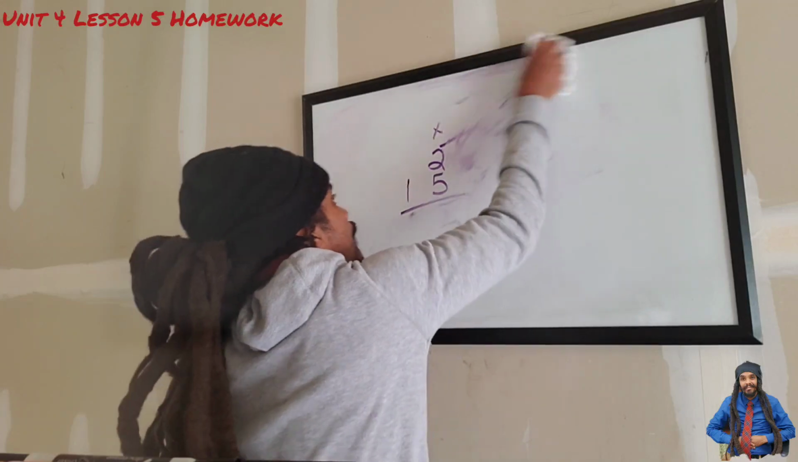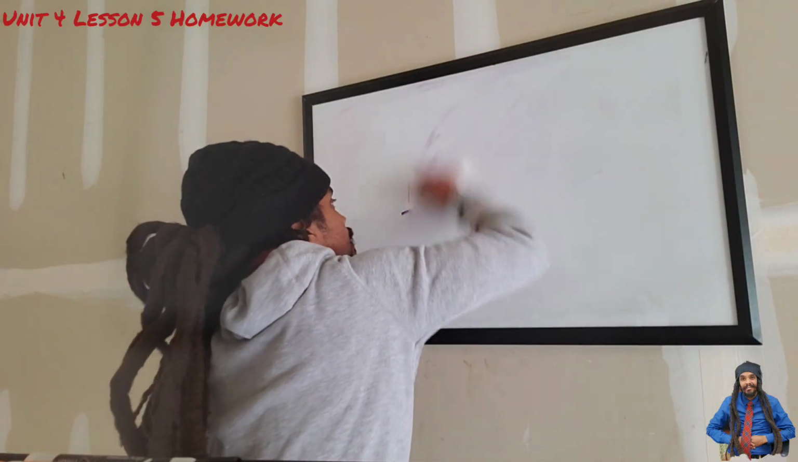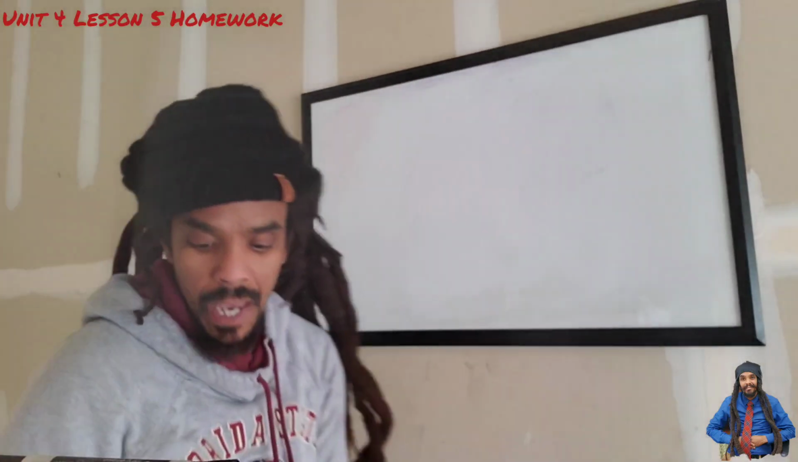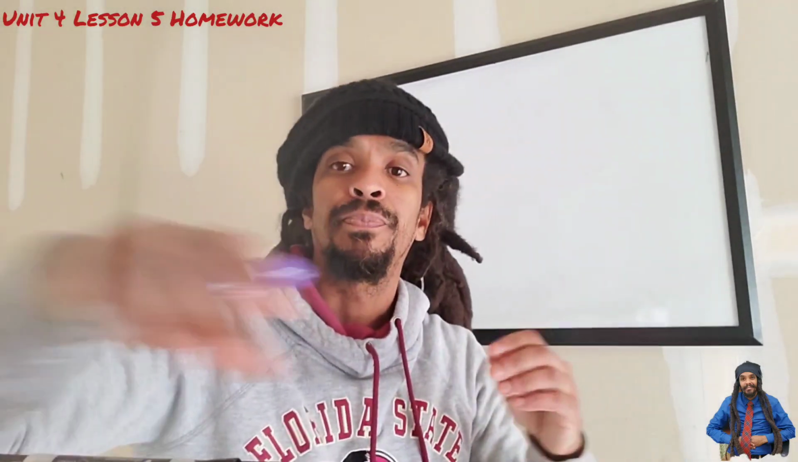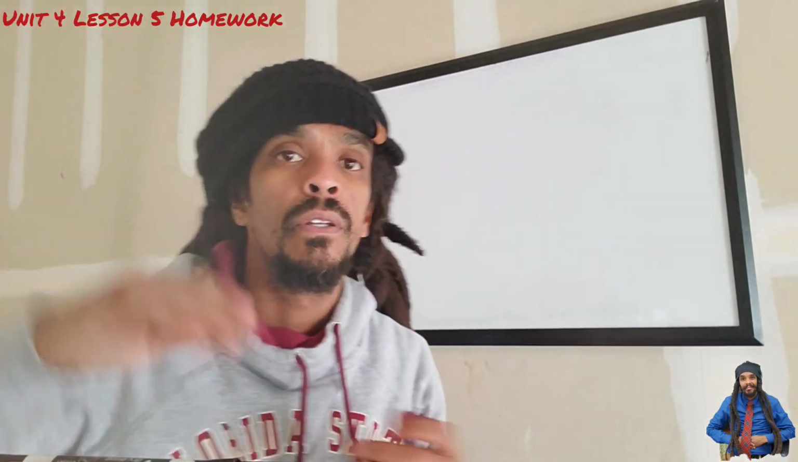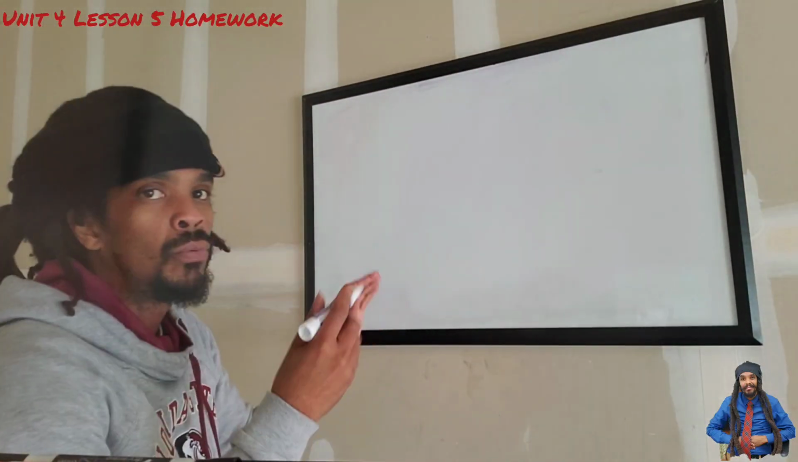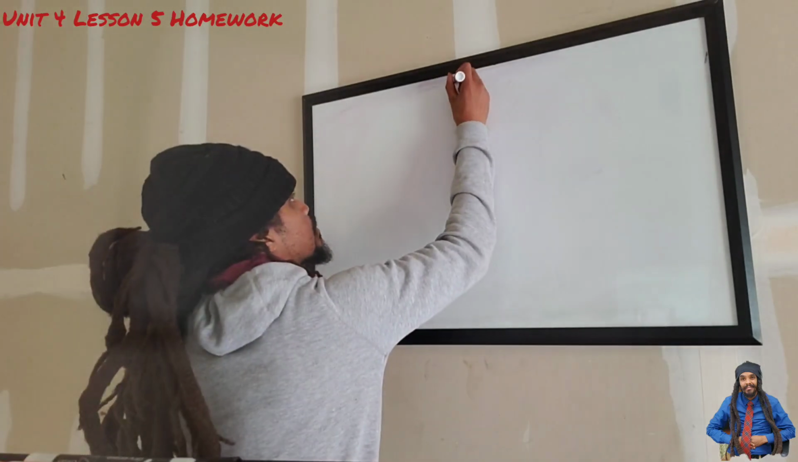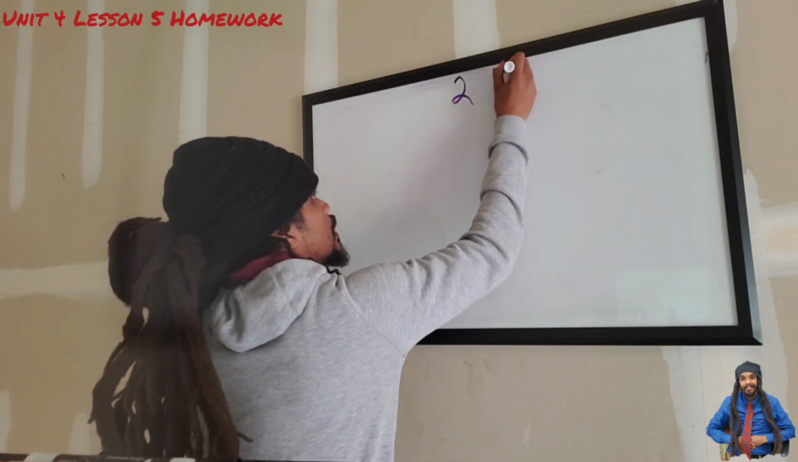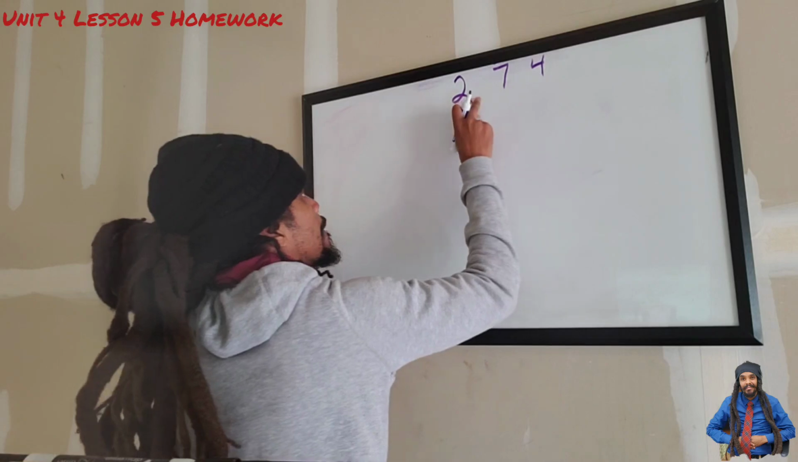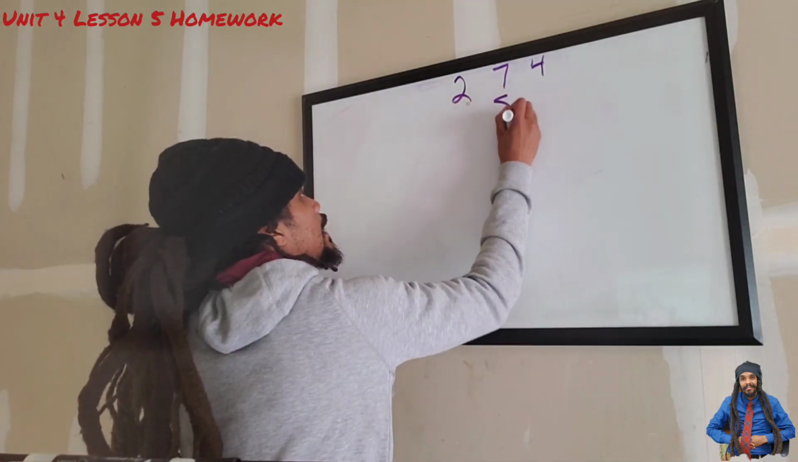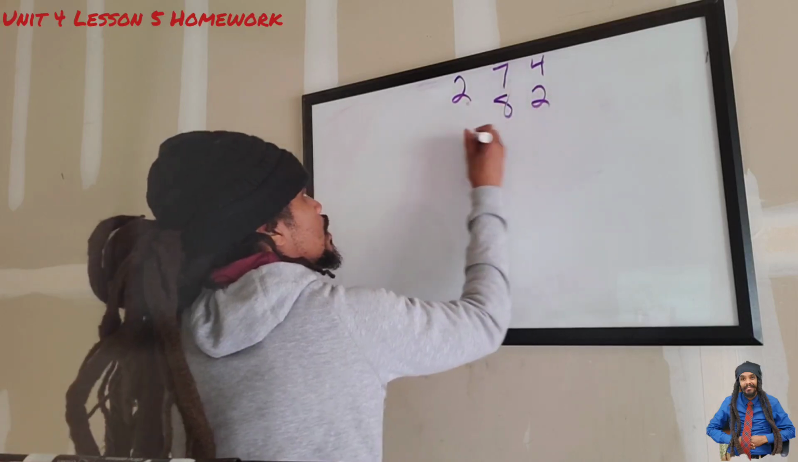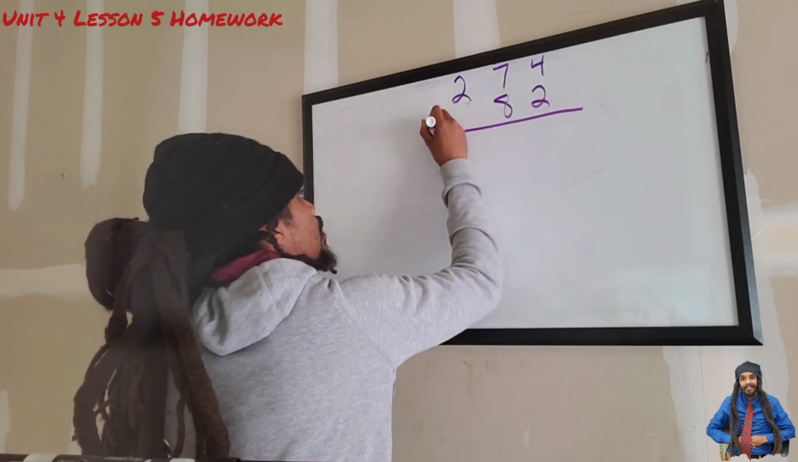Let me hurry up here. I'm going to set it up the same way. I want to have a lot of space in between, so everything has its own room placement value wise. This next problem, 274 times 82. Okay, and we're doing it the same way, standard algorithm.